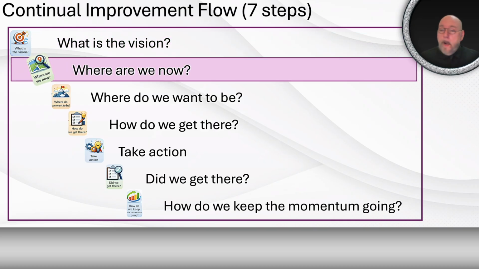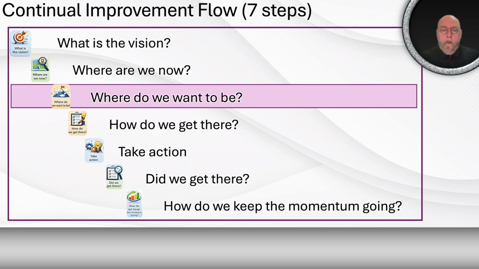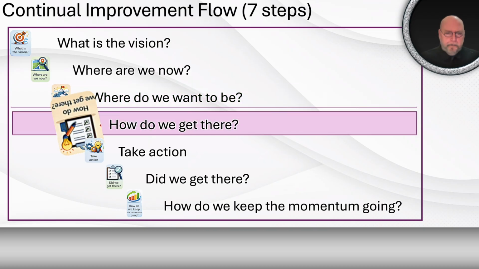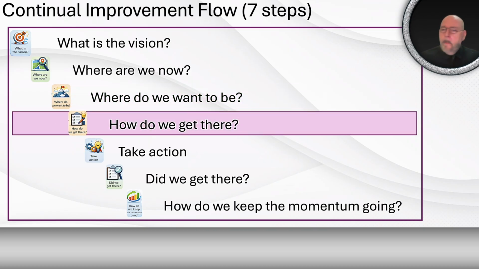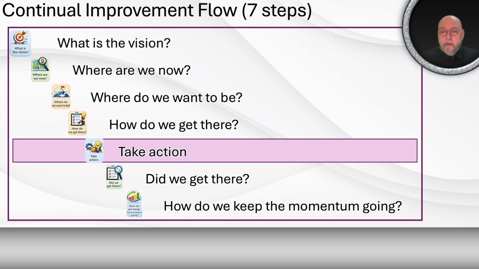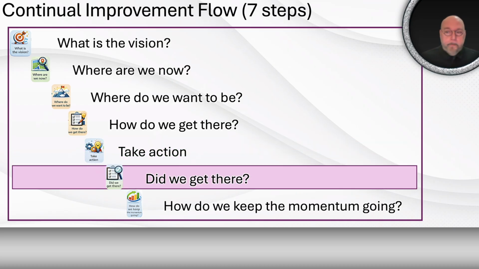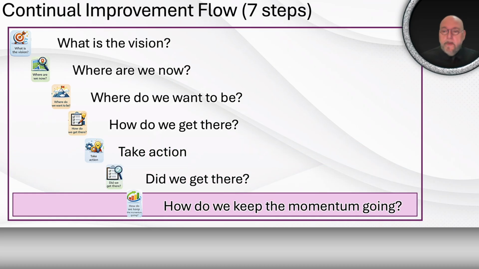Next, where are we now? We're going to do a gap analysis. So we say, hey, where are we? We just visited the vision. Where are we? Where do we stand now? We want to get to Paris. Where are we now? We're in England. Where do we want to be? Paris. How do we get there? Many choices. I'd still take a plane. So you take the plane. And then you check. Did we get there? And how do we keep the momentum going? And it goes round and round and round.